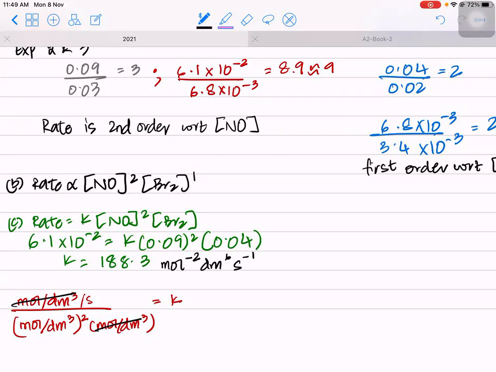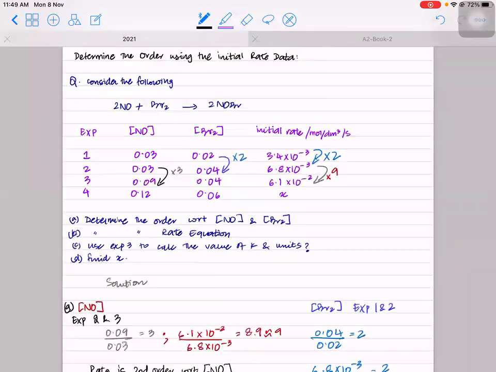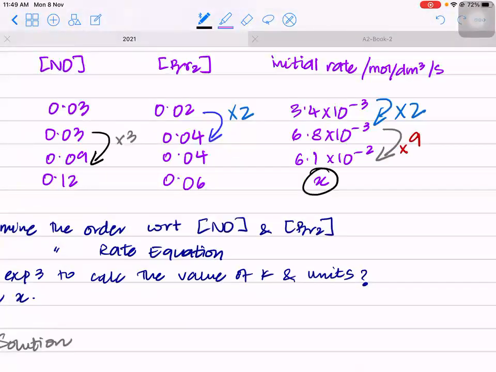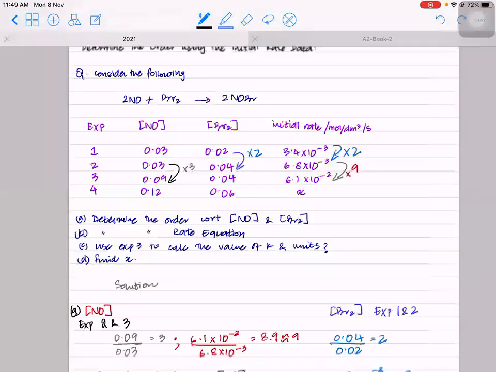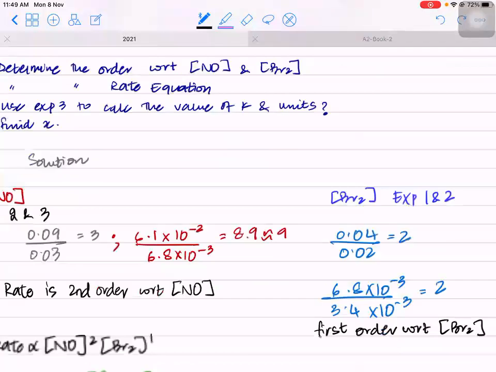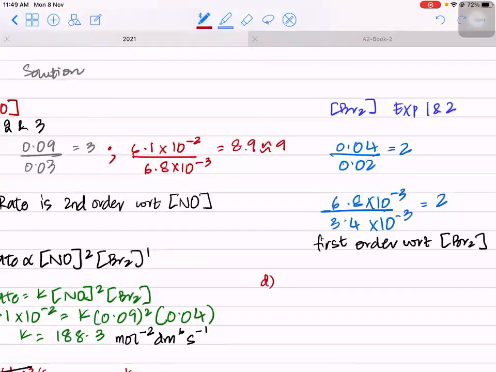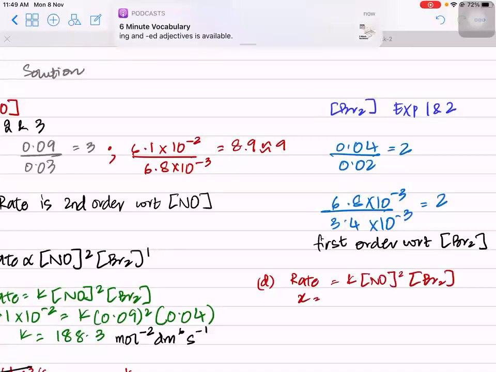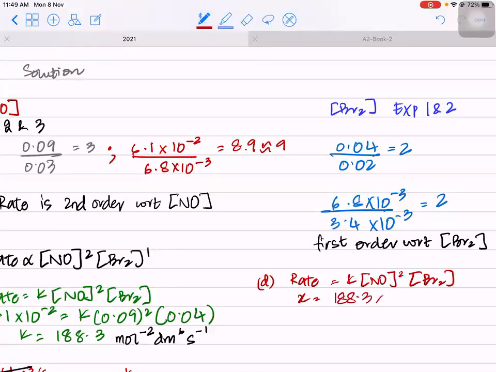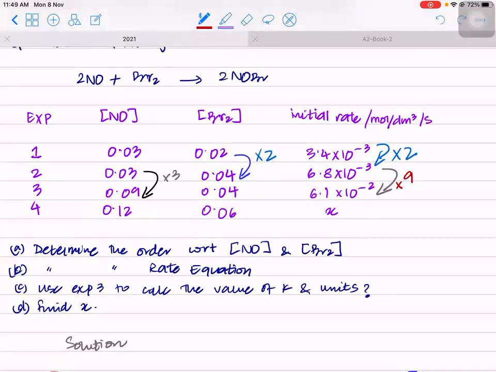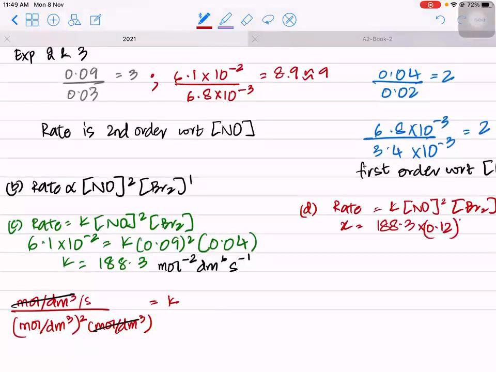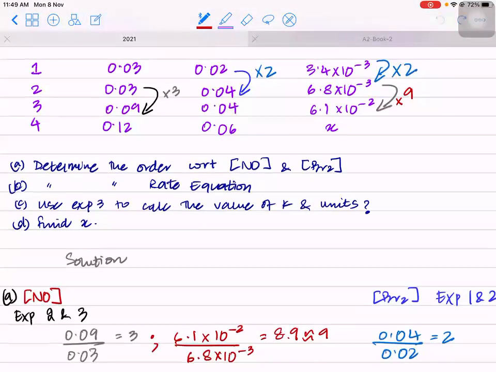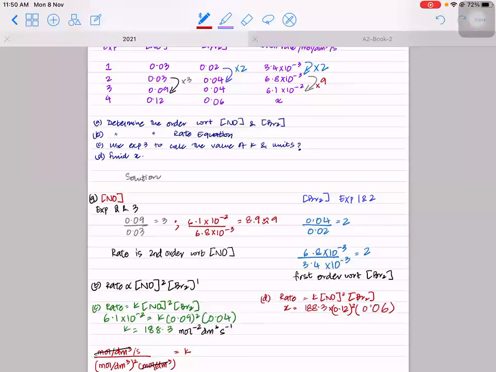Is that clear? Now they are saying find the value of X. You need to find the rate. You have the rate constant, you have the concentrations, and you have the rate equation. Can you find X? How? So you will do rate is equal to K [NO]^2 [Br2]. Rate is X. What is the value of K? 188.3. What is NO here? 0.12 squared. What is bromine? 0.06. So you do 0.06 here.